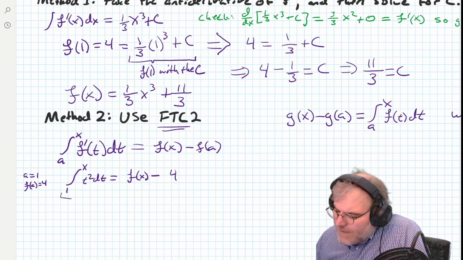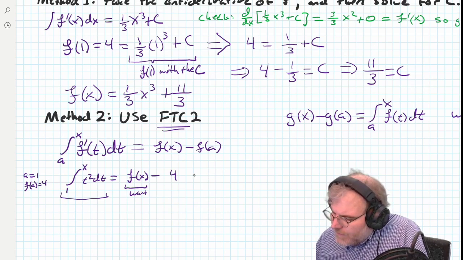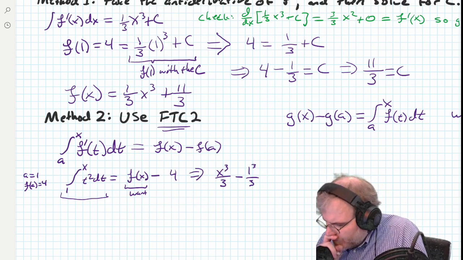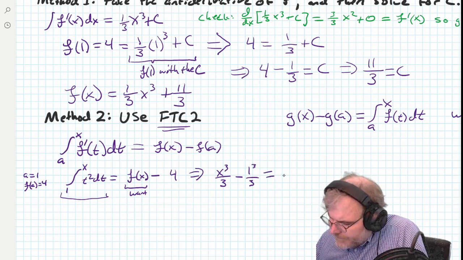So now what I want is I want to find that quantity there, because what I ultimately want to find is this. So this right here, this quantity from 1 to x is going to be x cubed over 3 minus 1 cubed over 3, right? Because that's that by FTC2, equals f of x minus 4.